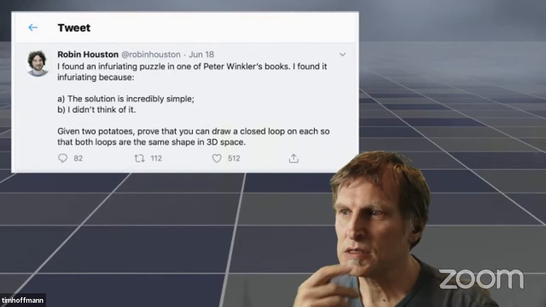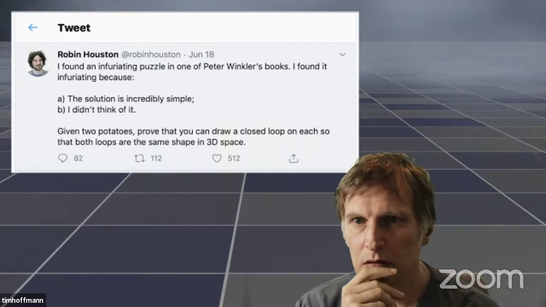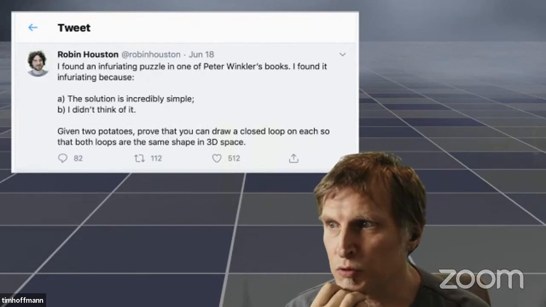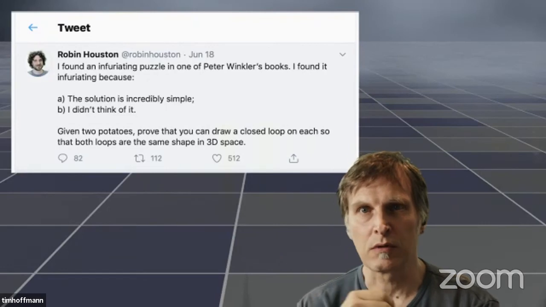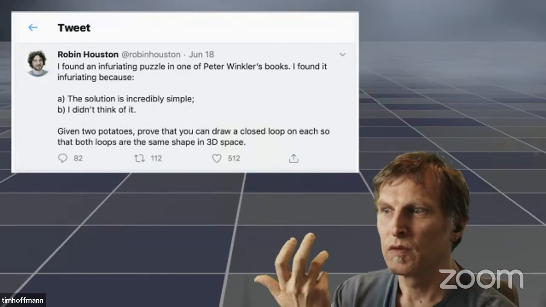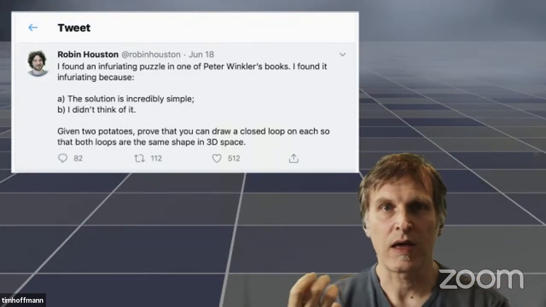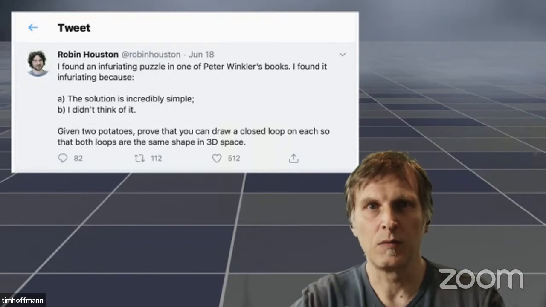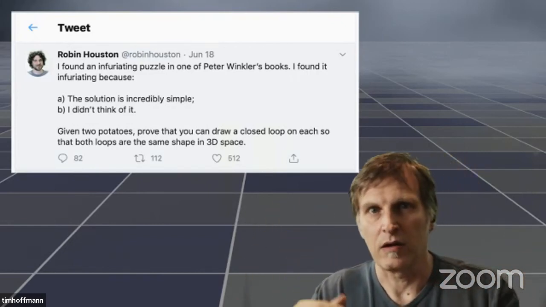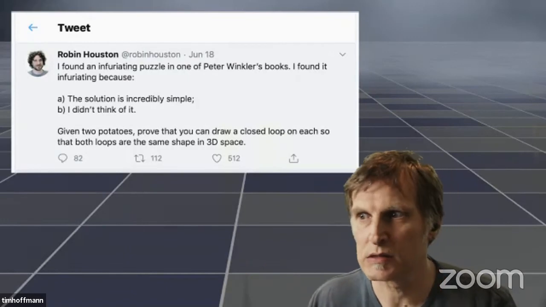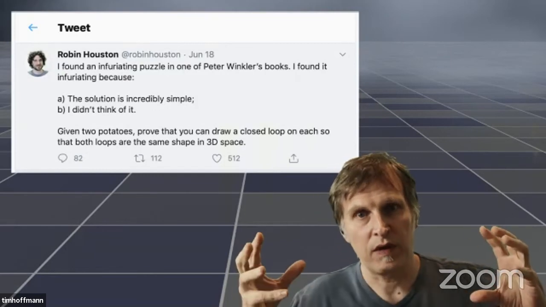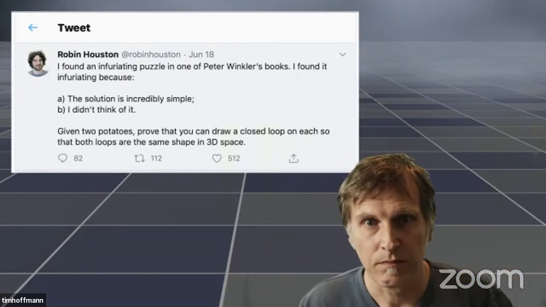And I found this interesting on several levels. First of all, I found the problem interesting, and the problem is as follows. Given two potatoes, prove that you can draw a closed loop, so a closed curve really, on each, so that the loops are the same shape in 3D space, or if you like, they're congruent. So you can actually place the loops on top of each other, right? You have two shapes, and you could think of them as deformed spheres if you like, but the phrasing is two potatoes, and you should find a closed loop on both of them so that these loops fit each other.